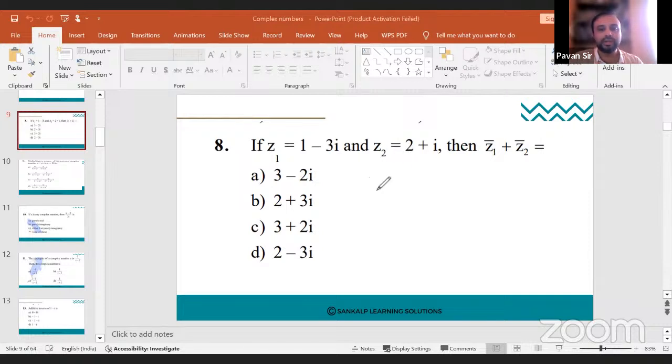I will give the hint. Z1 bar is equal to what? Z1 is 1 minus 3i, so 1 plus 3i will be Z1 bar. What about the Z2 bar? Z2 is 2 plus i, so Z2 bar is 2 minus i.